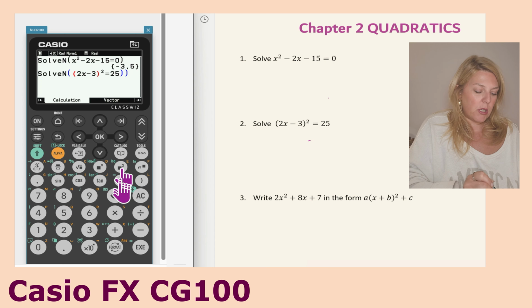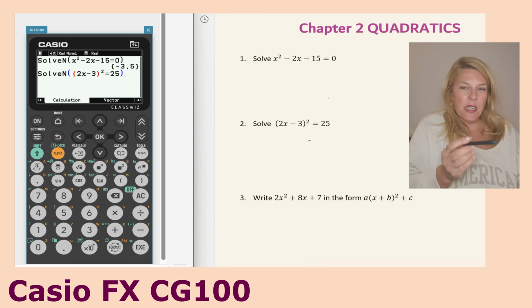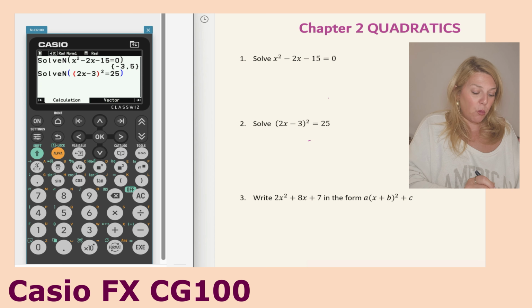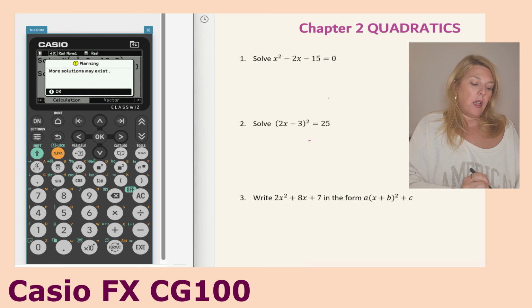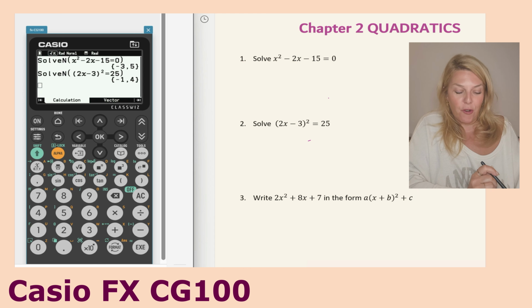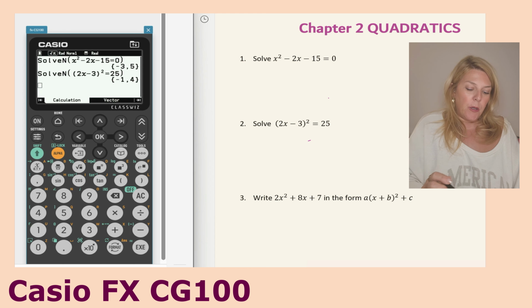So the brackets, oh dear, I did too many. Let's delete. So delete is this button here next to the AC. You should always see your brackets in pairs, color coded. So when I'm done, which I am, press execute. More solutions may exist. Okay. And then it gives me my solutions there. So hopefully they match with whatever I've done when I've done it algebraically.